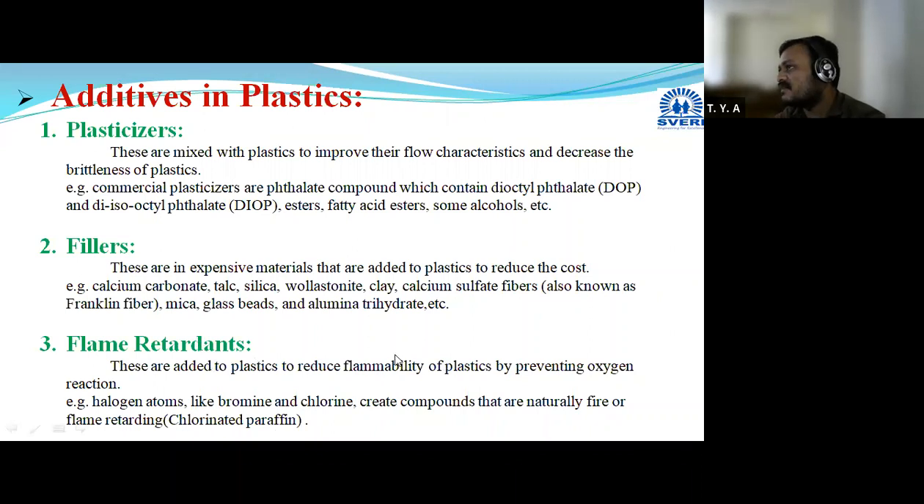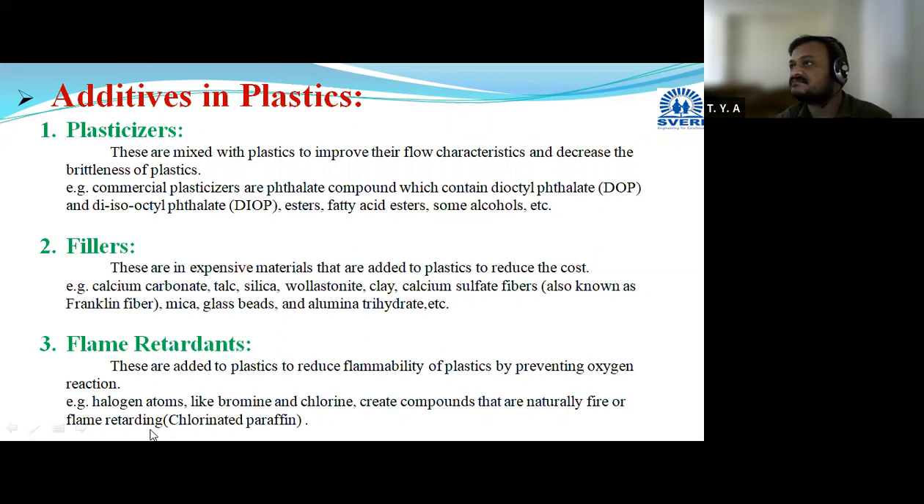What will be the effect of flammability? When it comes in contact with air, the oxidation process will occur and it will burn. I want to reduce that property. For that, I am adding these materials to reduce the flammability of the plastics. It will be termed as flame retardant. Here I have added some examples.